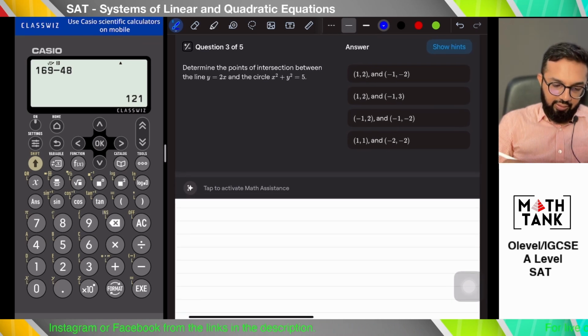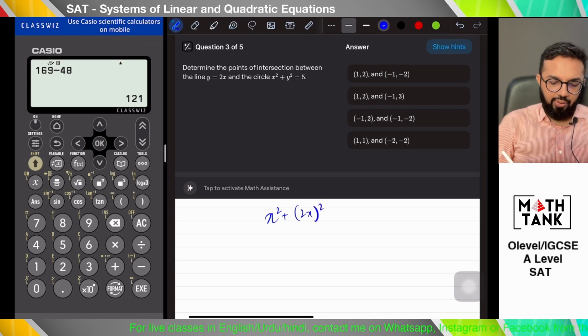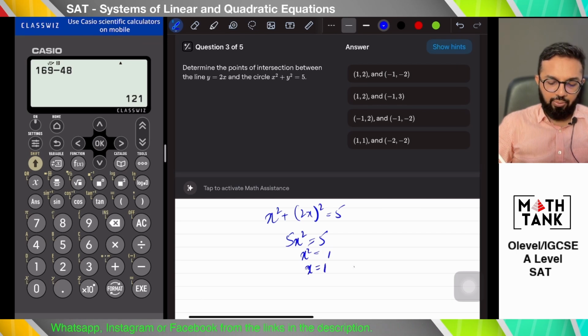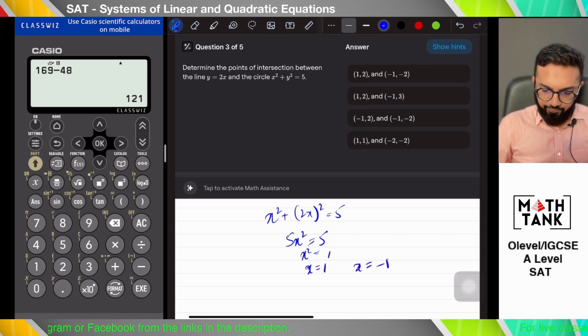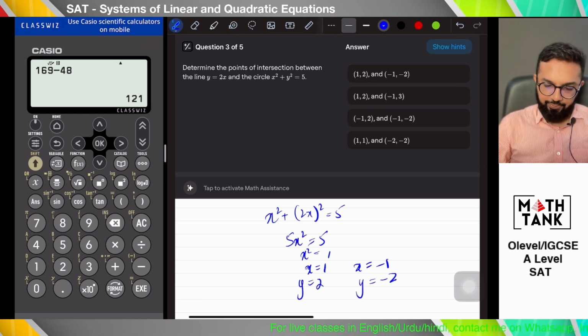It says determine the points of intersection between the line and the curve. So it's just about solving simultaneously. Okay, x squared plus 2x squared equals 5. That's going to make 5x squared equals 5, x squared equals 1, x equals 1 or x equals minus 1. Okay, so when x equals 1 and minus 1, y equals 2 and y equals minus 2.